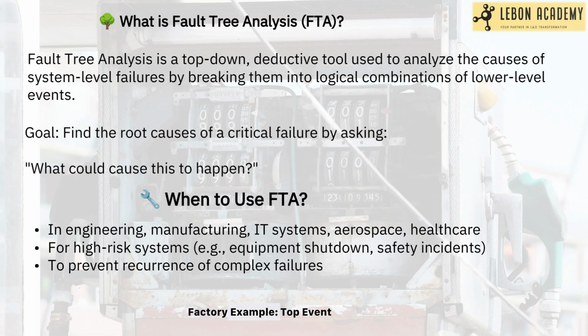Factory example: top event failure. Machine A stops working unexpectedly. In the fault tree structure diagram, we can see the reasons for the failure. Top: machine A stopped, due to electrical failure or mechanical failure. Fuse blown, power failure, or belt broken, bearing worn.